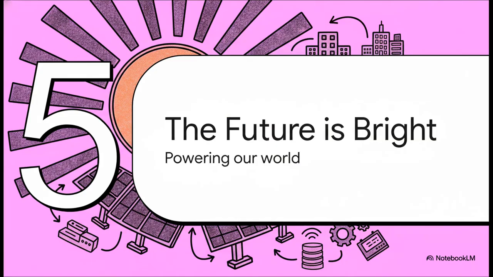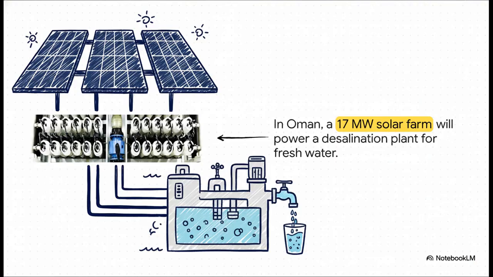All right, so we've covered the fundamentals of how this all works. Let's wrap this up by looking at the really exciting part, where this technology is taking us. The future is, well, it's pretty bright. This is just a fantastic application of the technology. In Oman, they're building a massive solar farm, but its main job isn't just to create electricity for the grid. It's being built specifically to power a desalination plant. They're literally using sunlight to create fresh drinking water from the sea.